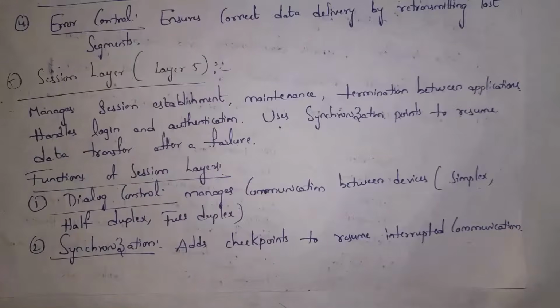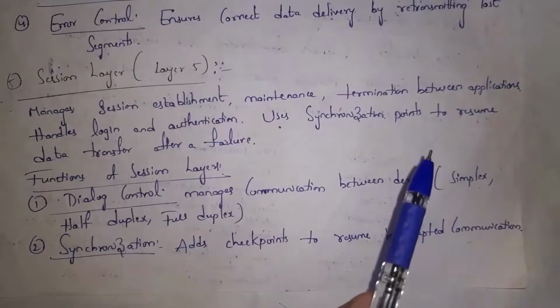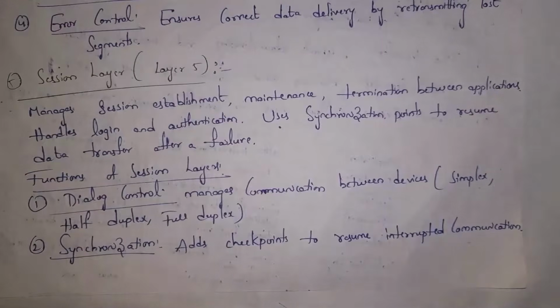Guys, there are two functions of the session layer. They are dialogue control and synchronization. Dialogue control means it will manage communication between devices like simplex, half duplex and full duplex. Simplex means if two computers are connected to each other, only one computer can send data. The other computer cannot send data. This is the meaning of simplex.